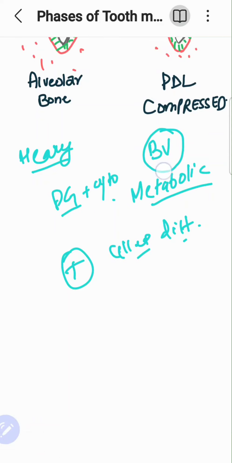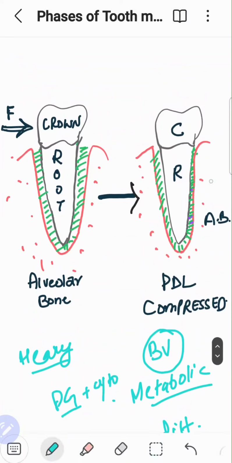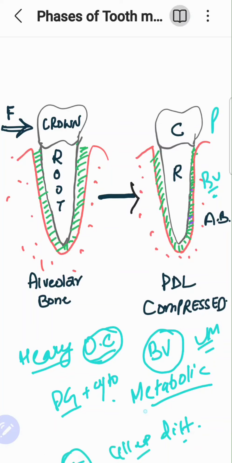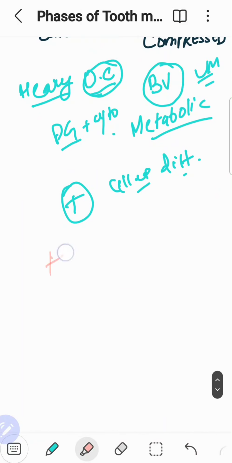Now, in this case, we know the blood vessels are completely occluded, and the metabolic changes which are seen lead to increased osteoclastic activity here on the pressure side of the tooth, and the resorption which is seen is the undermining resorption. As we know, the undermining resorption takes a longer time to recover from the trauma which the tooth has faced, and it occurs because of one thing which is termed hyalinization.